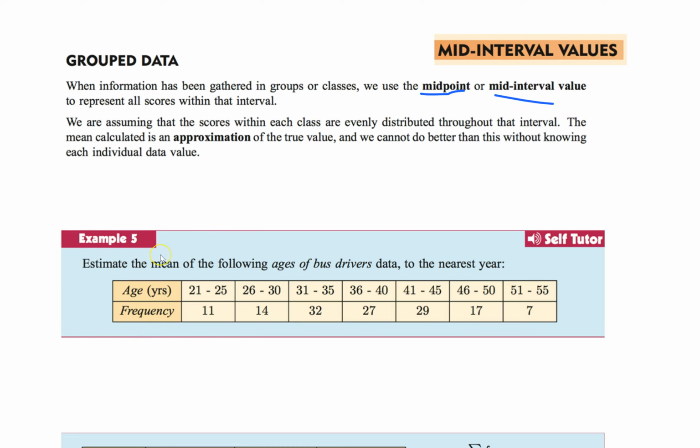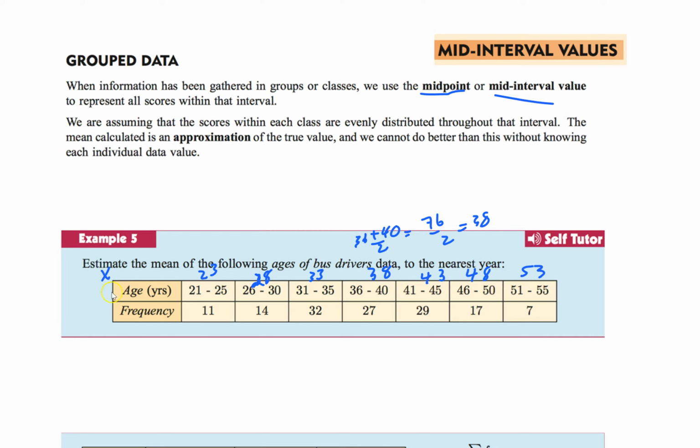So over here we have the age, right? So you have 21 and 25. You want to find the midpoint between those two. 21 plus 25 divided by 2, or just 23. 26 and 30, it's 28. 31 to 35 is 33. Again, you can always just add them up and divide by 2 if you're not sure. 76 divided by 2 is 38. Alright, so that's for this one. 43, 48, and 53. And those are your x's.